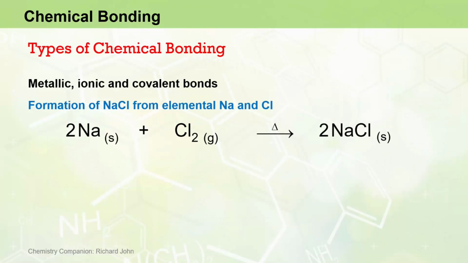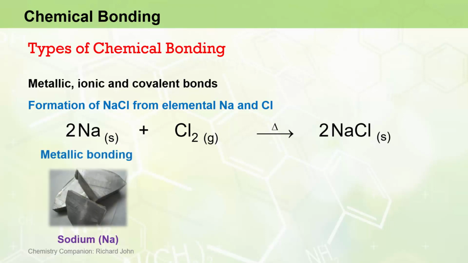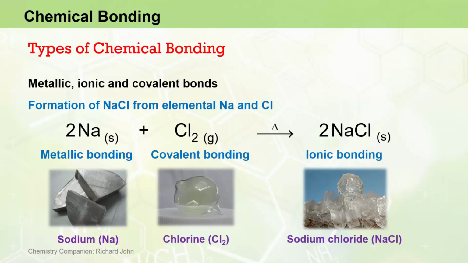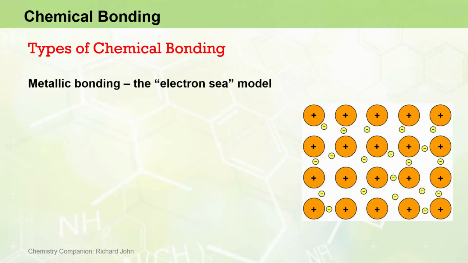In the reaction between elemental sodium and elemental chlorine to form sodium chloride, all three types of bonding are evident. Metallic bonds hold the atoms together in elemental sodium. Covalent bonds hold the atoms of chlorine together in the Cl2 molecule. And sodium ions and chloride ions that are formed during this reaction are held together by the electrostatic ionic bond. Let's have a closer look at all three types of bonding, starting with metallic bonding.